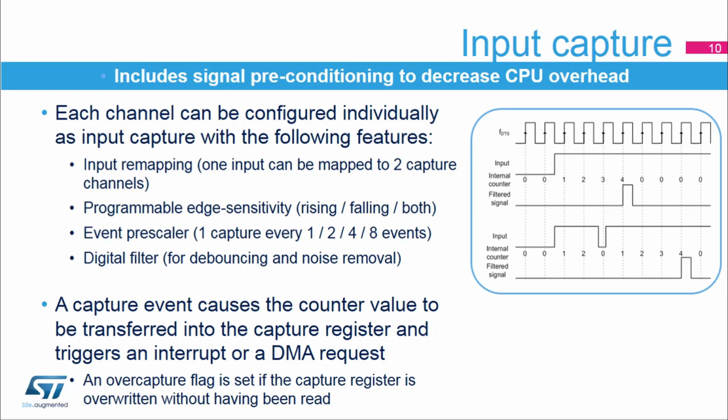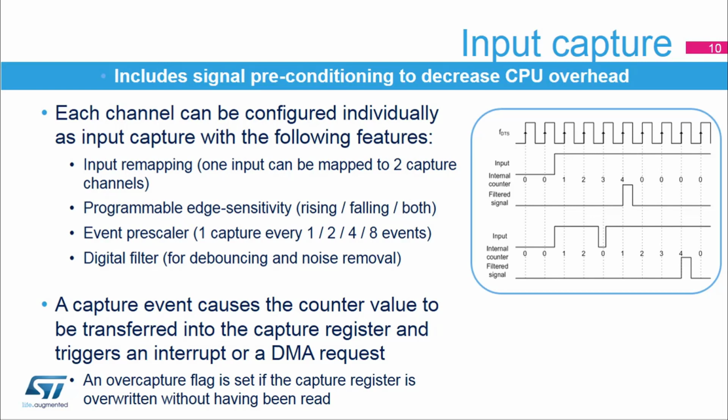An event prescaler allows capture of one event every 2, 4, or 8 events. This decreases the CPU burden when processing high-frequency signals and allows the measure to be more accurate, since it is performed over multiple input signal periods. Spurious transition events due to noise or bounces can be removed using a programmable digital filter.